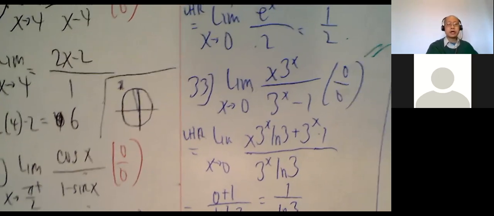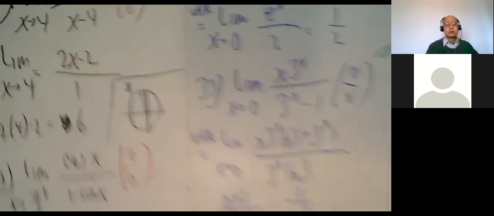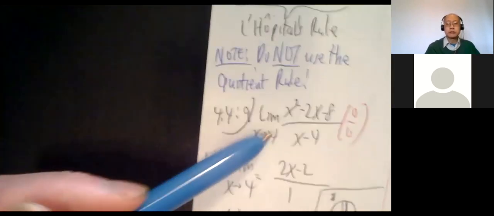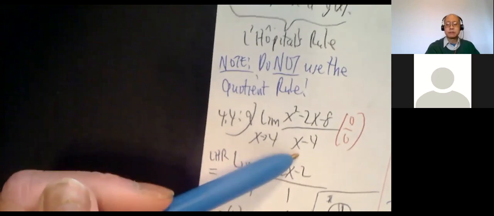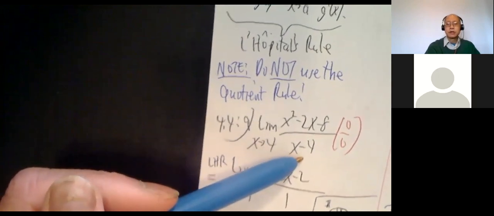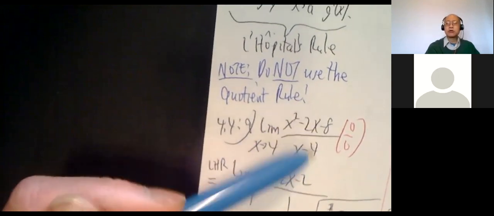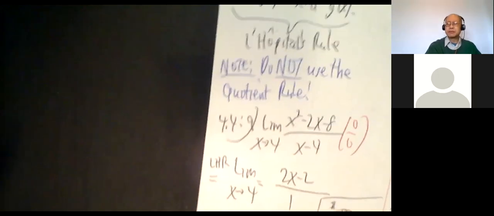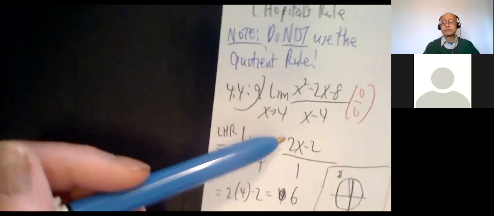All right, so this is L'Hopital's rule. There has to be a quotient, something divided by something. And if you get either 0 over 0 or infinity over infinity, where infinity means plus or minus infinity for both the top and the bottom, then take the derivative of the top, take the derivative of the bottom, and you get the same limit.